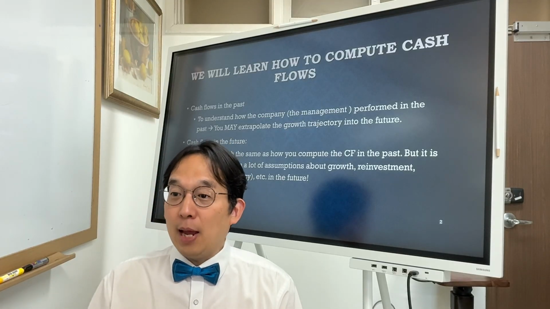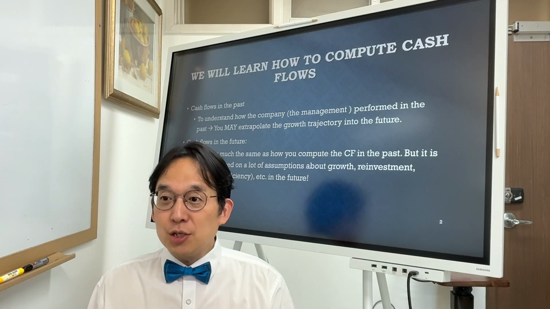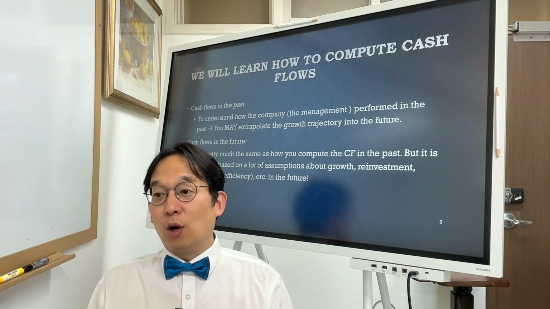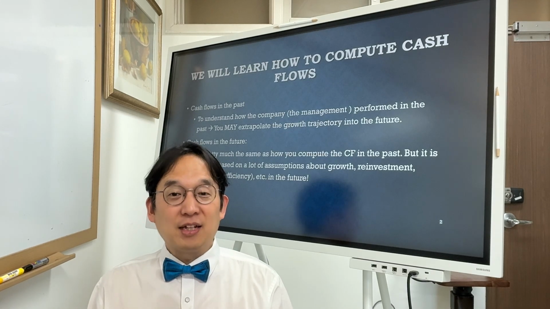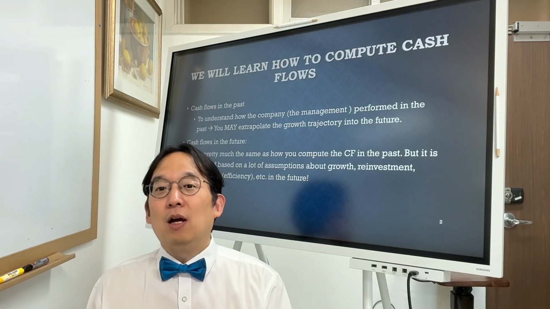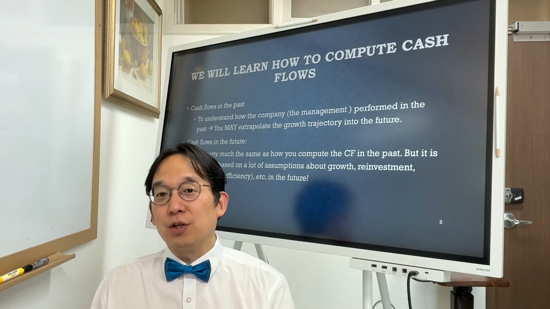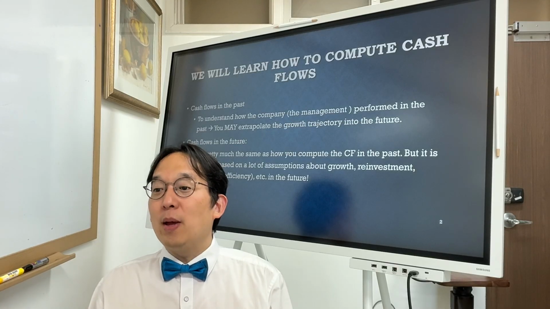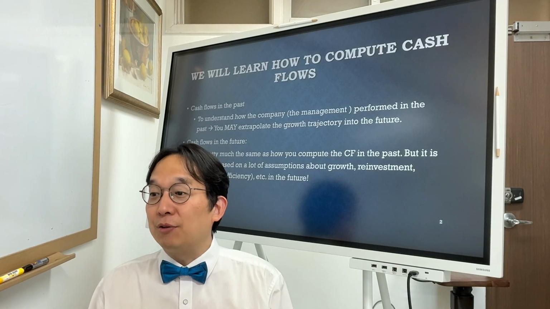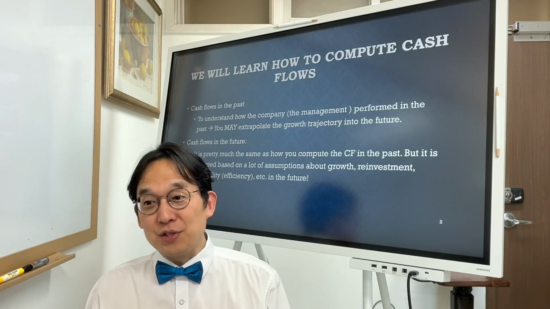Well, cash flows in the past. Why do we pay attention to cash flows in the past? To understand how the company or the management performed in the past. It gives us some good information about the quality of the managers and their pattern of decision making. You may extrapolate the growth trajectory into the future up to a certain degree.